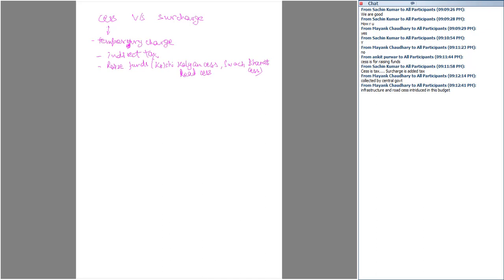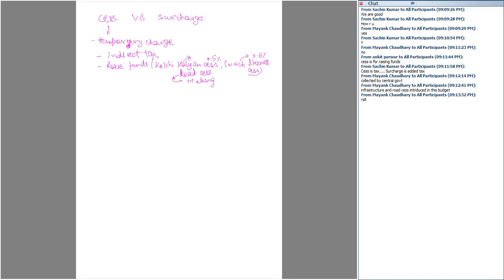So to build the roads, actually, Krishi Kalyan CESS is when the government wants to take up activities related to farmer welfare. So they'll be levying Krishi Kalyan CESS. To take up projects related to Swachh Bharat, Swachh Bharat CESS has been levied, and it is just 0.5%. It is not a lot. Again, this is also, I think, 0.5%, and road CESS, I don't know what exactly is the amount. Road CESS is definitely when the government is willing to take up the making of roads.